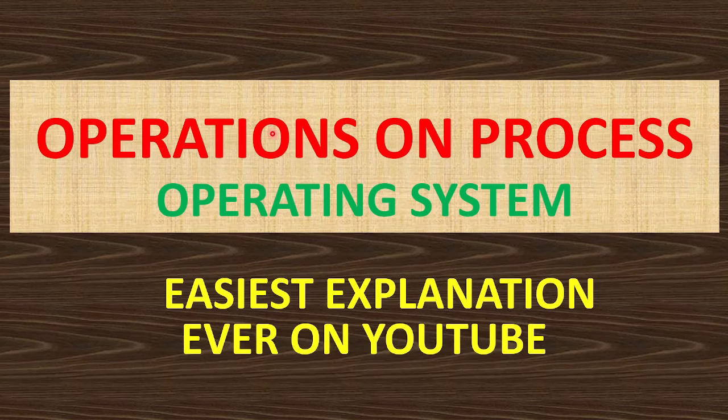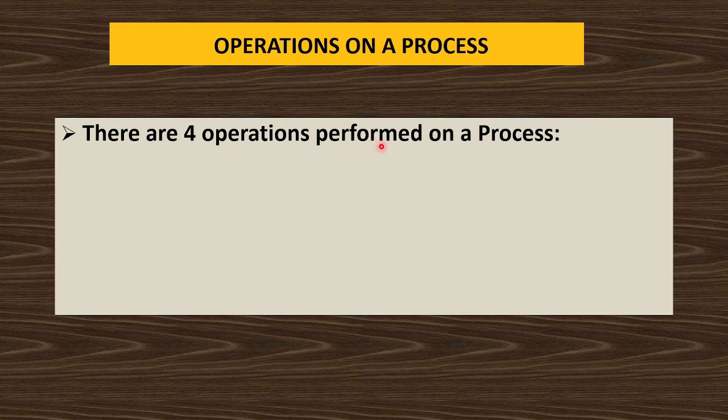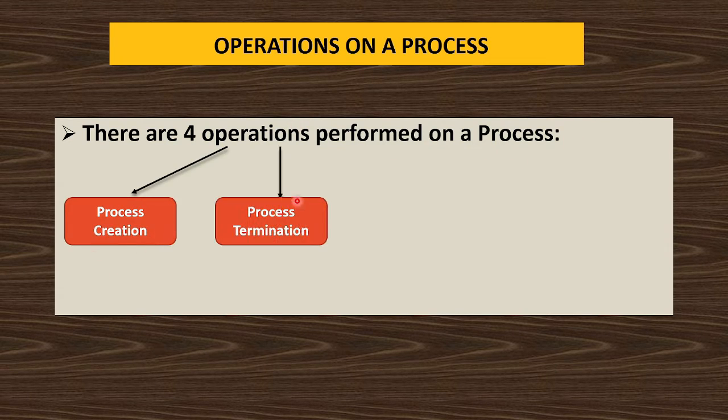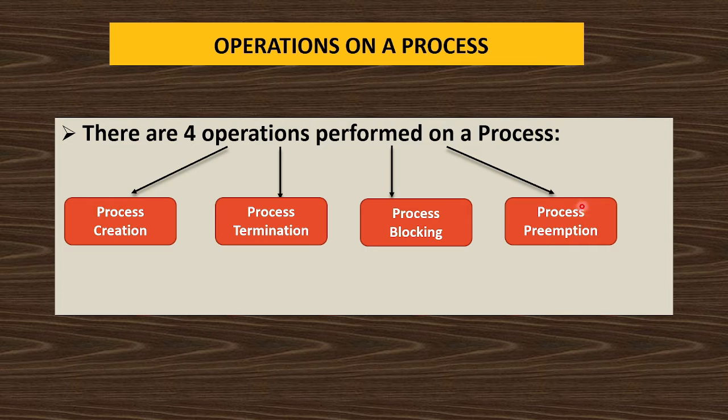Hello everyone. Today we are going to learn about operations on a process. Which are the operations we can perform on a process which is present inside the main memory? There are four operations which can be performed on a process. First is process creation, then process termination, then process blocking, and process preemption. These are the main four operations which you can perform on a process executing inside the operating system.